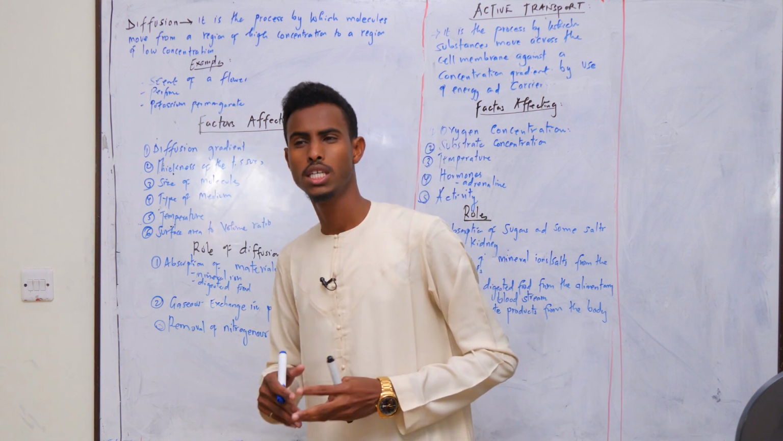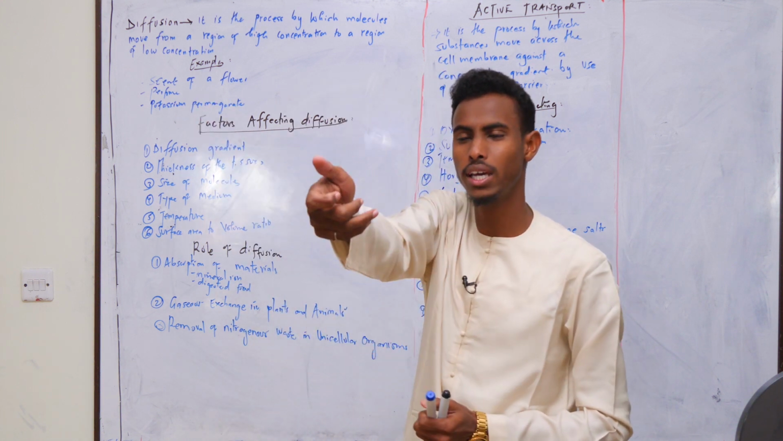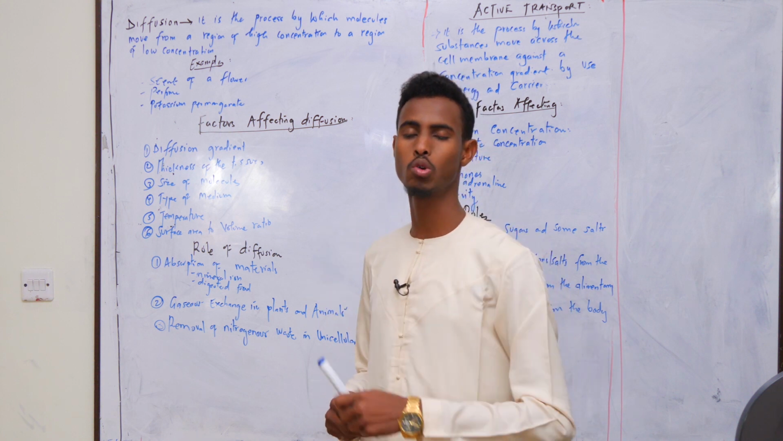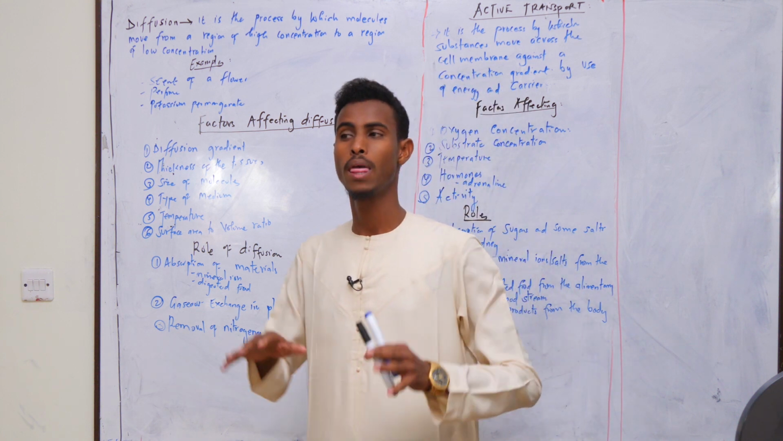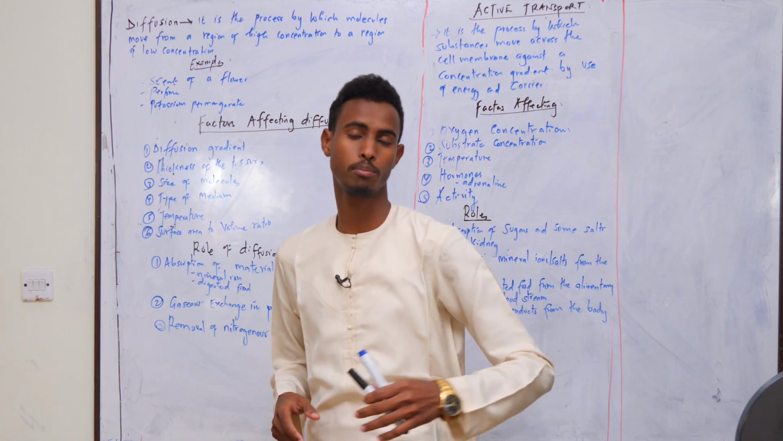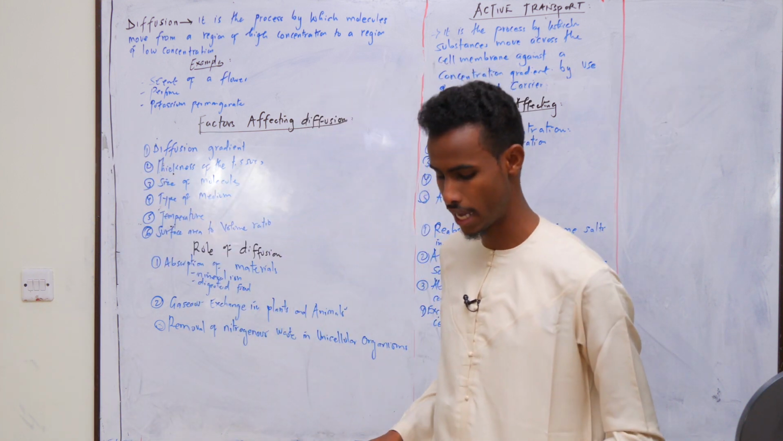As well as perfume. If a perfume is sprayed at one end of a room, at the corner of a room, after some time you're going to sense that the smell of the perfume has spread all over the room, and that process is called diffusion of a gas.